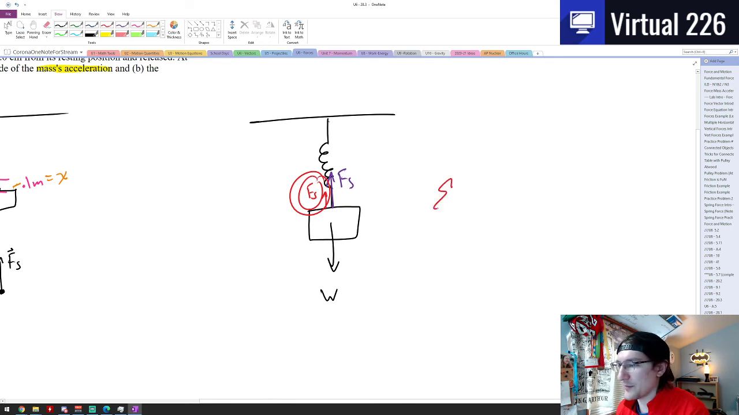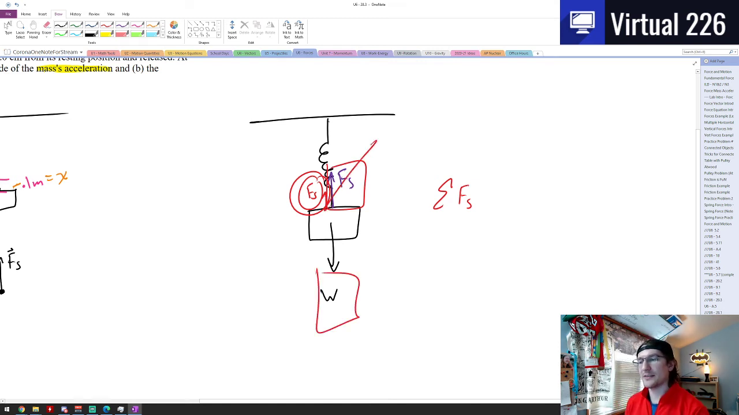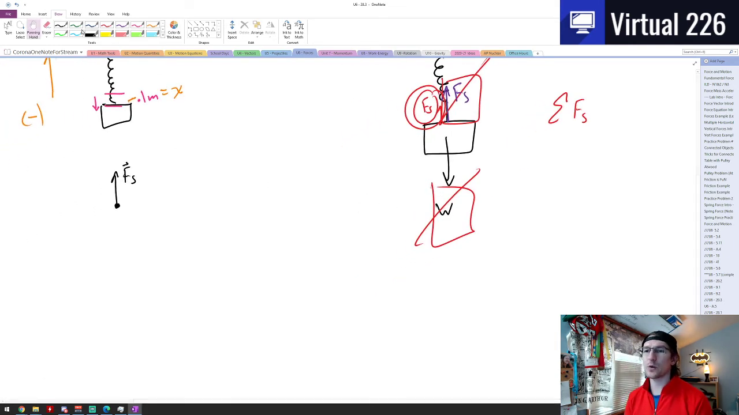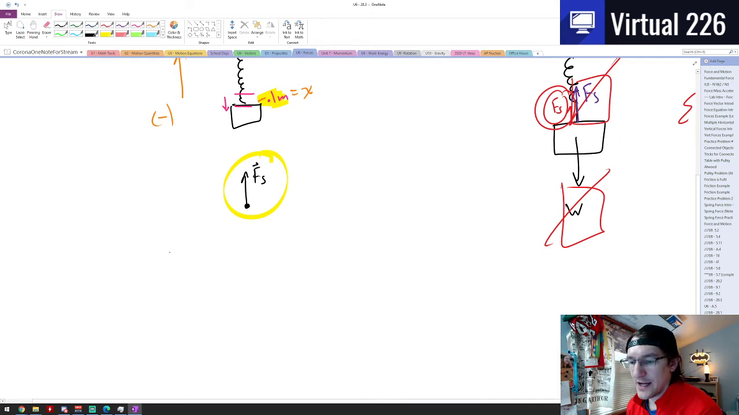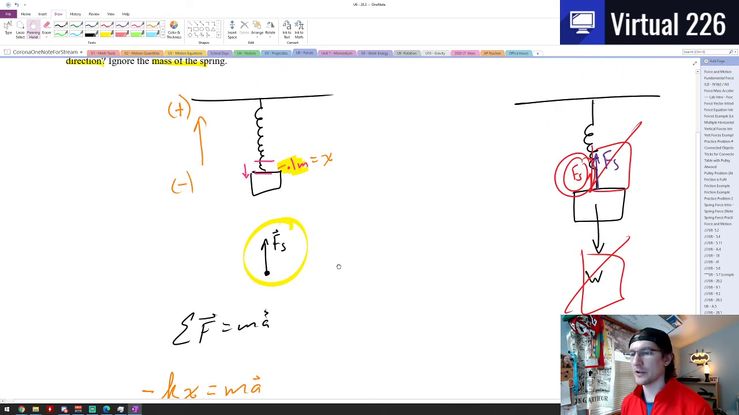So when I set the sum of the forces here, I don't need to consider the original spring force or the weight, because they have canceled each other out. If I did put them in, they'd go away completely. So the only thing I need to worry about here is this one spring force due to my extra distance I pulled. So in this case, when I'm setting up my F equals ma, I can simply say minus kx equals ma.